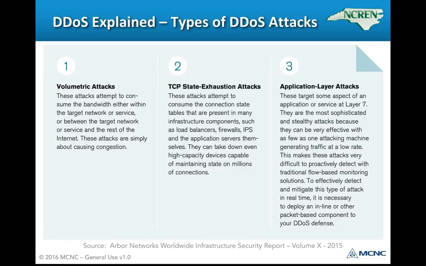And this is where the attacker is trying to consume all the bandwidth either in the network or in the resources that are available on the server to try to gum up the works and use up all the resources so there aren't resources available to satisfy legitimate requests. So this is just a huge amount of traffic coming towards the victim. So that's volumetric attacks. The second type that's listed here are TCP state exhaustion attacks.